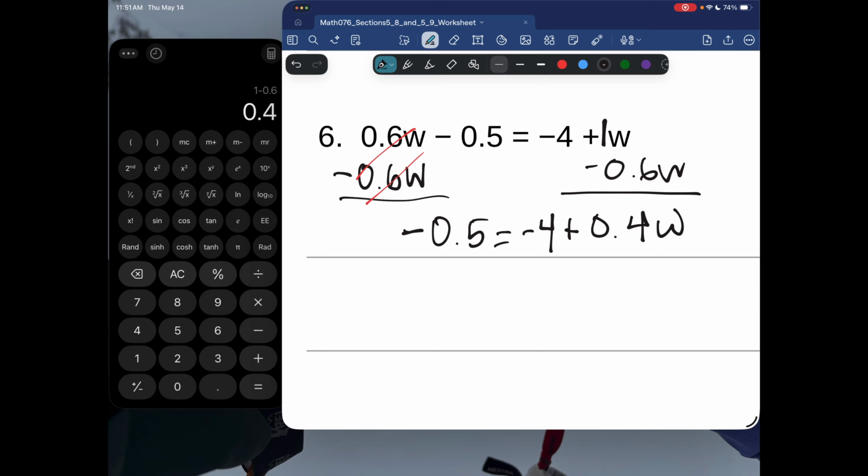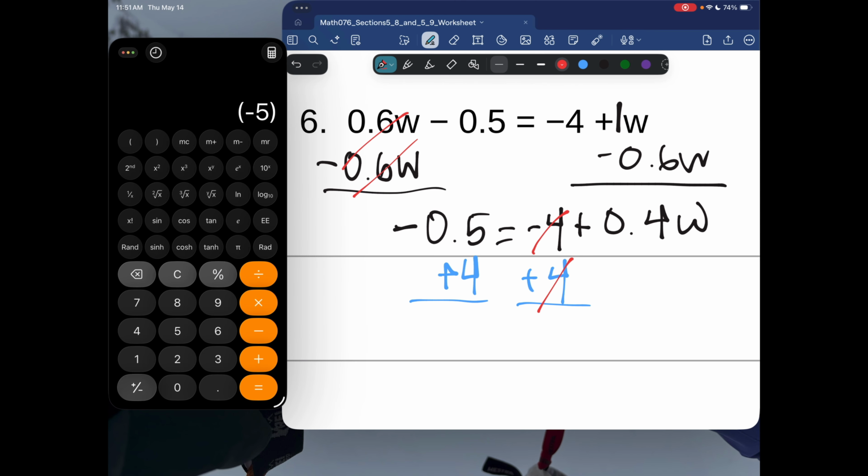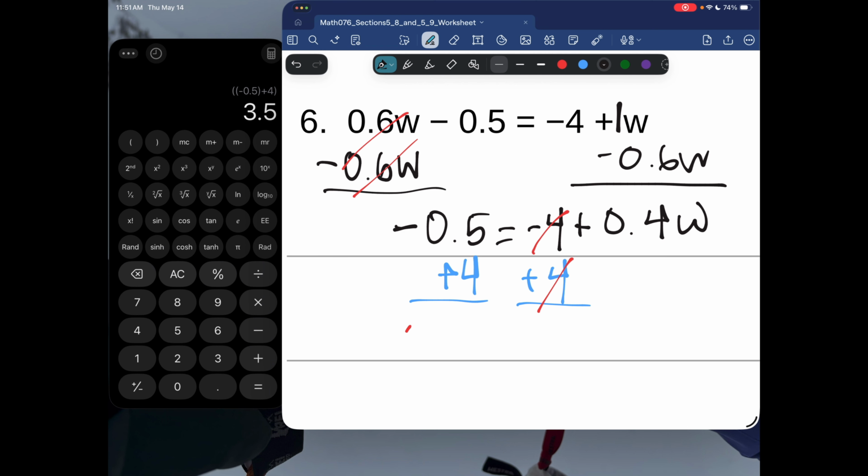Now I want to get W by itself, so I'm going to do the opposite of negative 4, which is adding 4. I'm going to add 4 to both sides. My 4's cancel over here, and then I have negative 0.5 plus 4 gives me 3.5. And then my 4's canceled, equals 0.4 W.